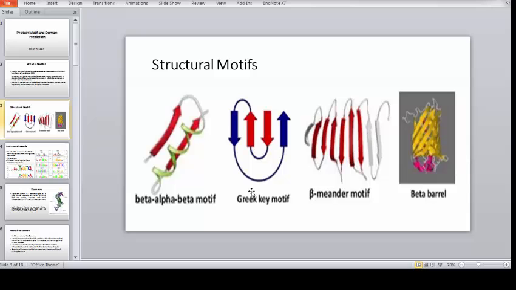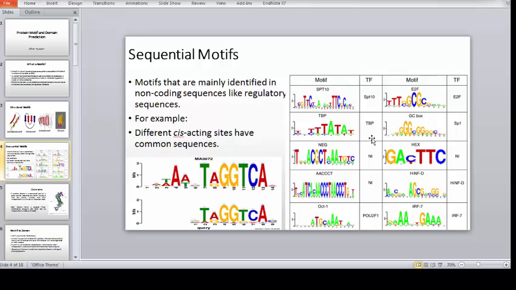Similarly, there is another motif which contains 4 beta sheets, and this is another motif which contains only beta sheets, and this is a barrel, beta barrels. Beta barrels are also formed only by beta sheets. There may be other types of motifs, that are sequential motifs. Motifs that are mainly identified in non-coding sequences, for example promoter regions, and the motifs that are found in cis-acting sites are also important for transcription.